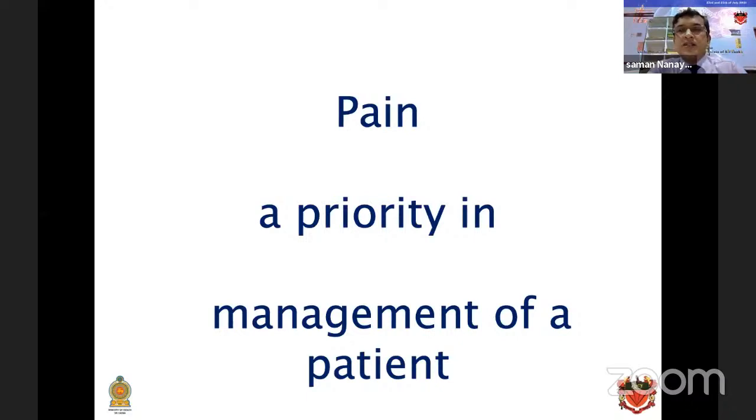Don't wait for the consultant to come. Don't wait for the senior registrar, SHO, senior nurse, or anybody to come. Don't wait for the doctor of the next shift to come. Don't wait till the following day morning. Don't wait till tomorrow to control pain. Control pain now. If it is 10 o'clock in the night, control pain now. If it is 12 o'clock in the night, control pain now. If it is 4 o'clock in the evening, you are about to go to quarters, use some analgesics now. The patient will benefit and your unit will benefit. Pain is a priority in the management of a patient.